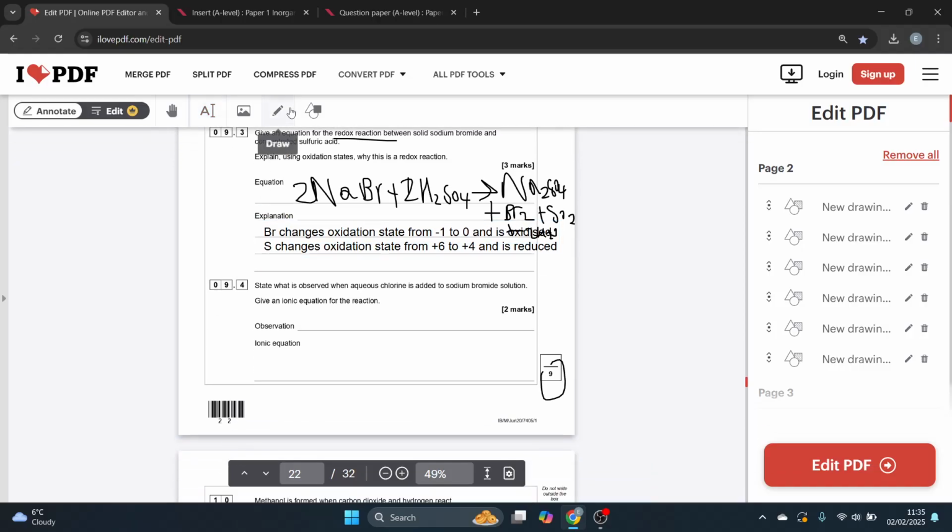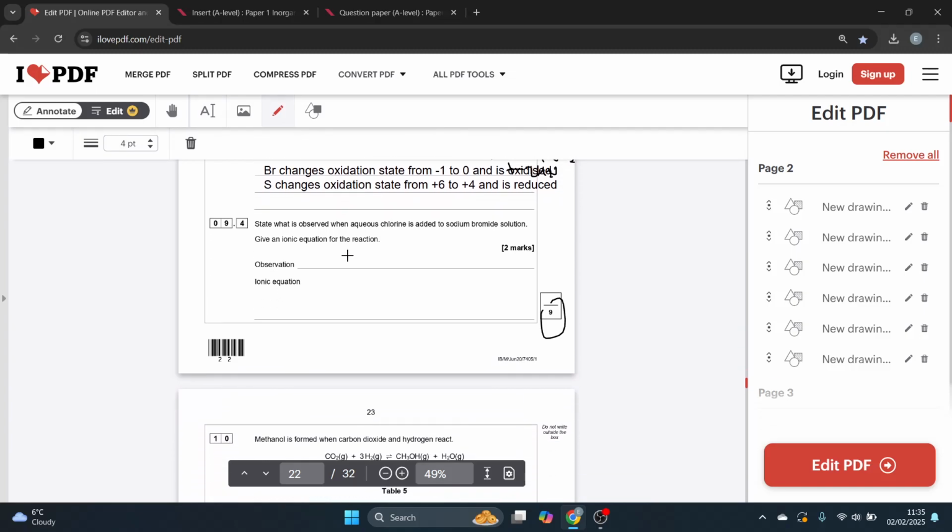What was observed when aqueous chlorine is added to sodium bromide solution? Give the ionic equation for the reaction. Aqueous chlorine, sodium bromide: yellow solution. Ionic equation: chlorine plus 2Br minus gives 2Cl minus plus Br2.